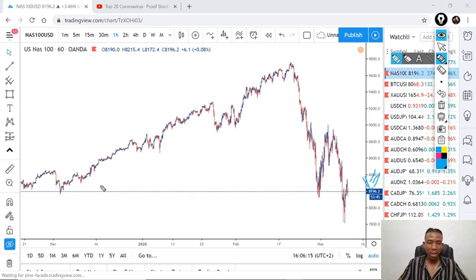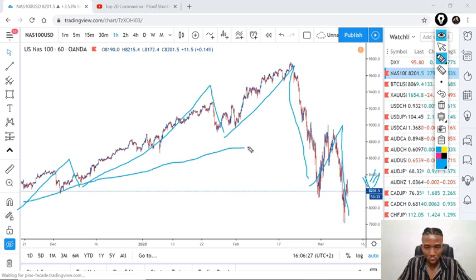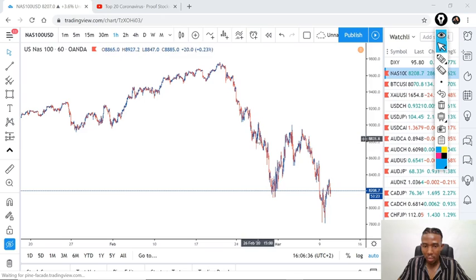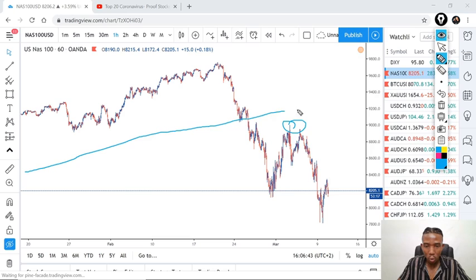Firstly, we would have our impulse wave. And secondly, we have our corrective wave. So now, how do we know when to enter a sell? The moment the market crosses over here, it gives us a retest at this point here. When it crosses over, comes back and retests, it can either be a double top or one entry, but that's when we should look for sellers.